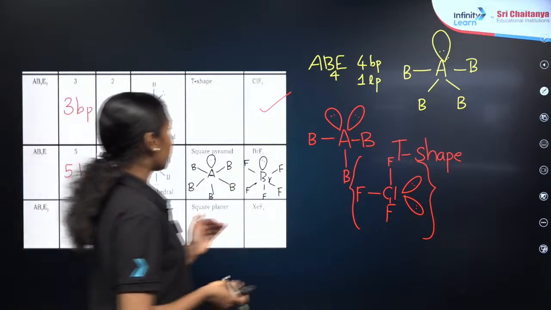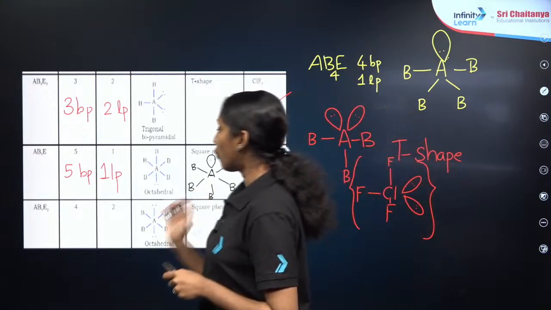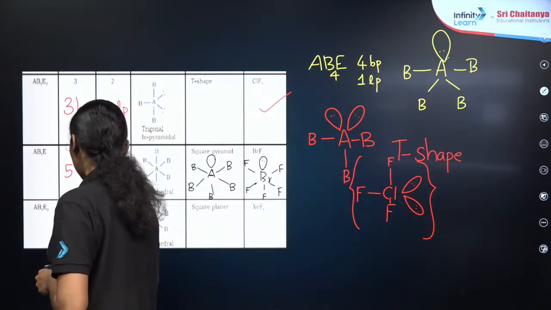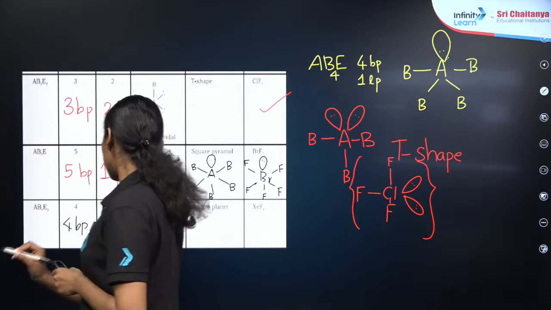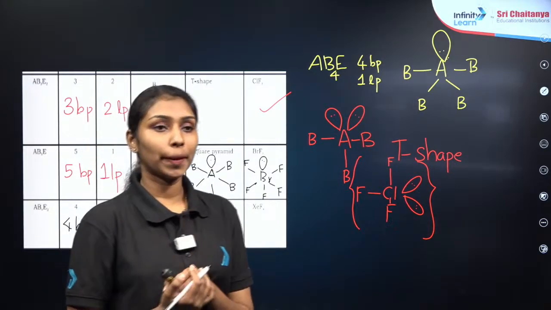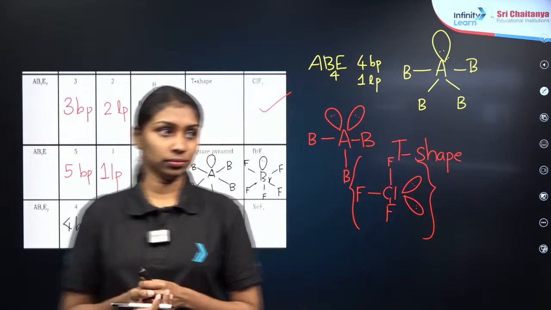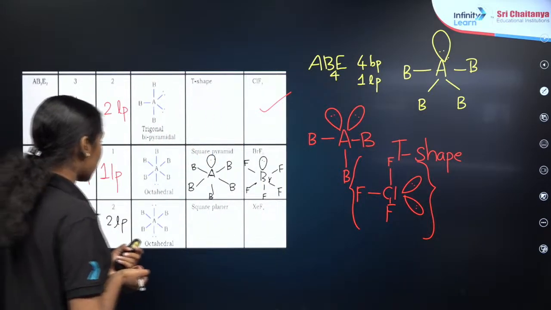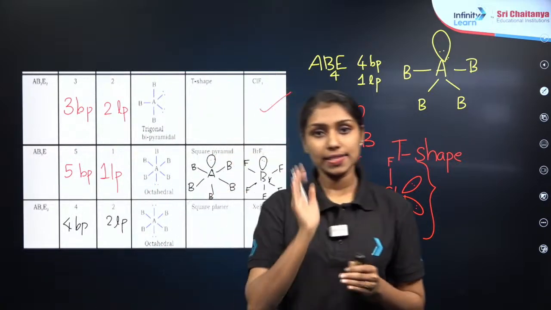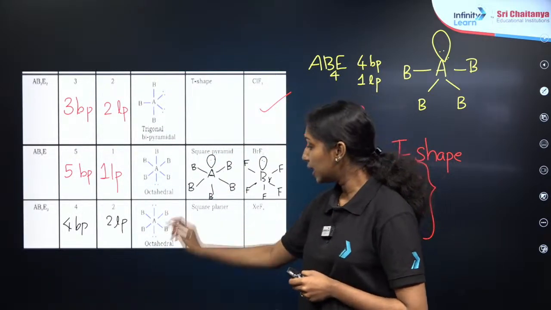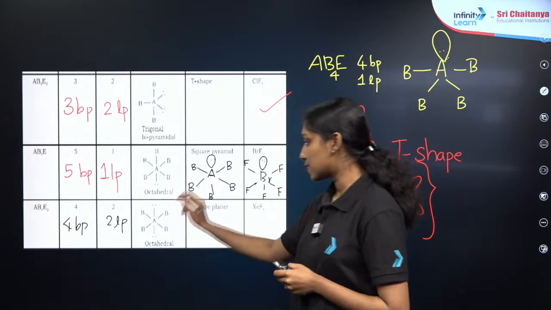Now the last type of molecules with lone pairs is AB4E2, which means 4 bond pairs with 2 lone pairs. Again, what will be the expected geometry? 4 bond pairs plus 2 lone pairs. Octahedral, right? Because the 2 lone pairs will be arranged in the opposite manner. As you can see here, these are the 2 lone pairs and these are the 4 bond pairs. This will be the octahedral structure.